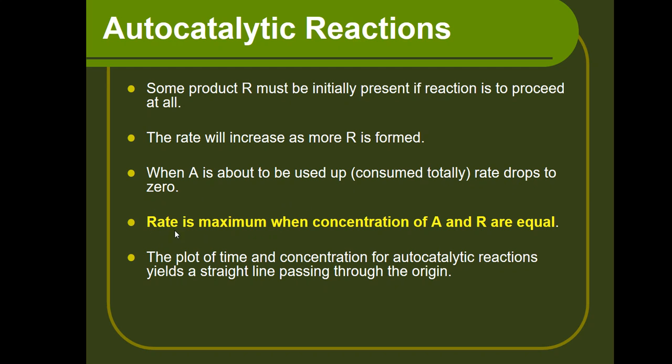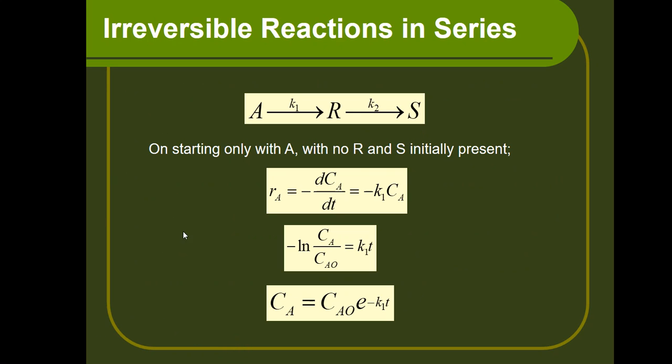And for this, it's very notable, and please don't forget this, the rate is maximum in the case of autocatalytic reactions when concentration of A and R are equal. The plot of time and concentration for autocatalytic reaction yields a straight line passing through the origin. Now, for irreversible reactions in series, we will just limit it to a two-step reaction in series.